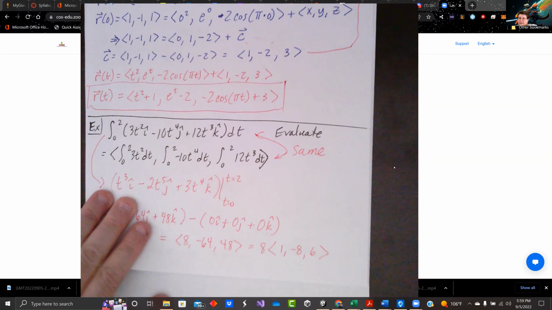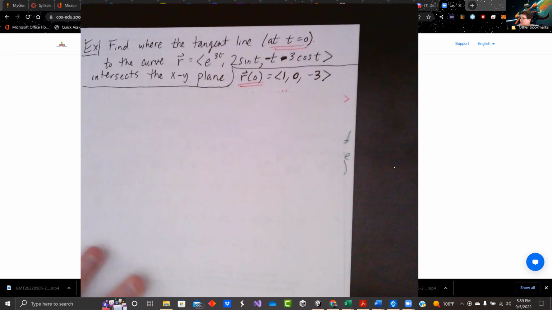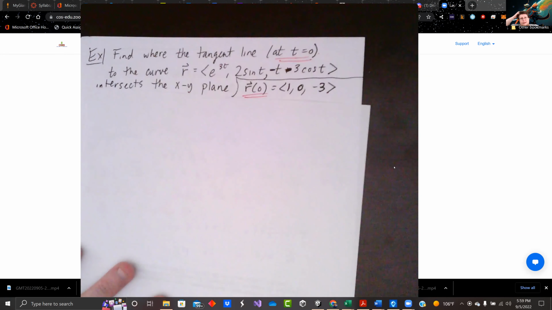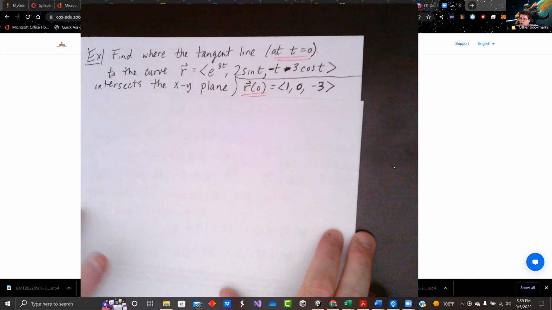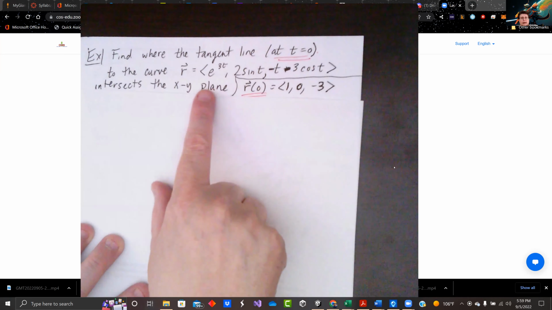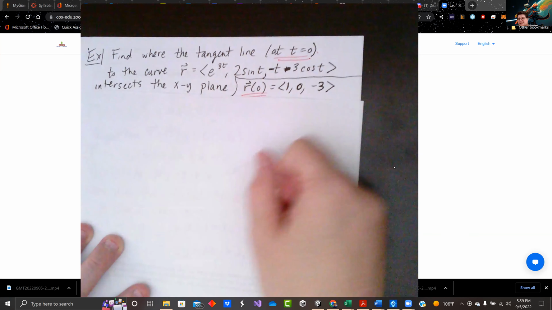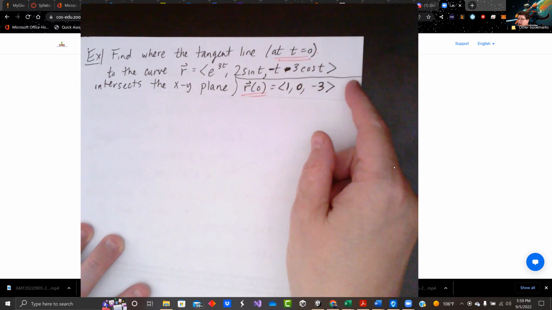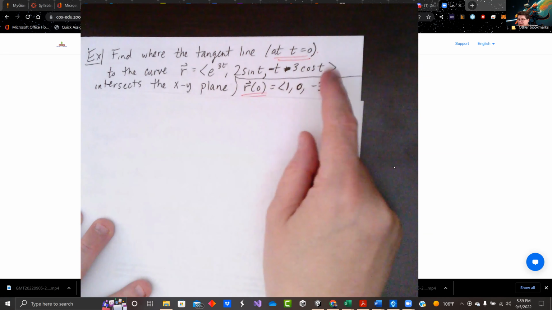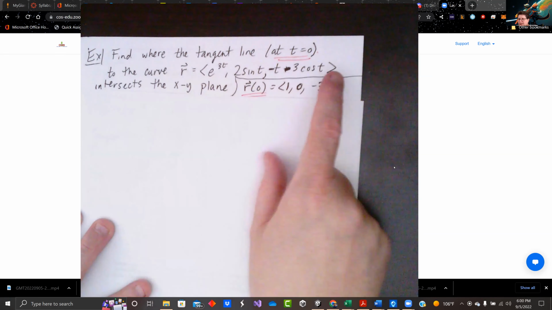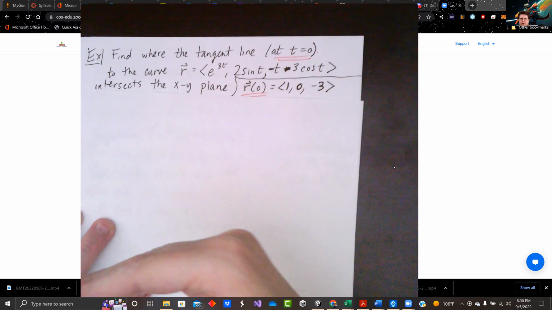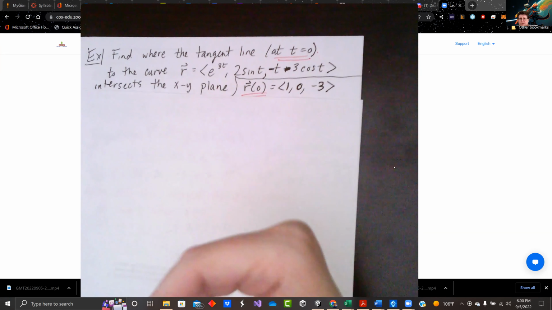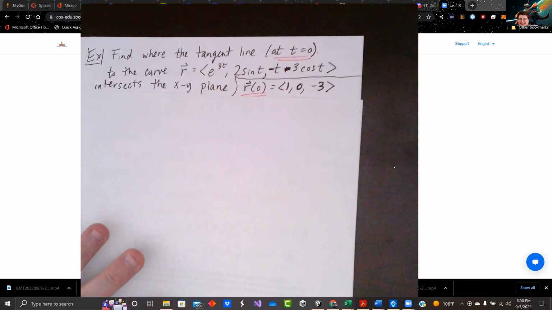Okay, let's look at another example. We want to find where the tangent line for the curve r equals <e to the 3t, 2 sine t, -t minus 3 cosine t>, where the tangent line at t equals 0 is, where does that intersect the xy plane? Well, remember, we need r of 0 and we need r prime of 0 to make that line.